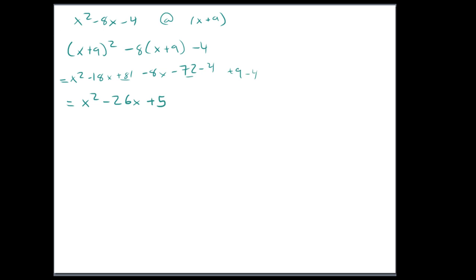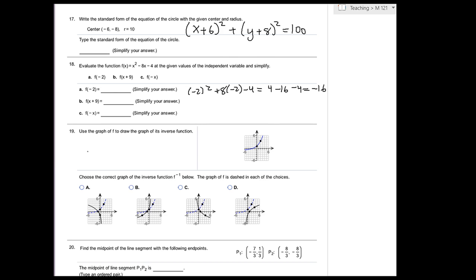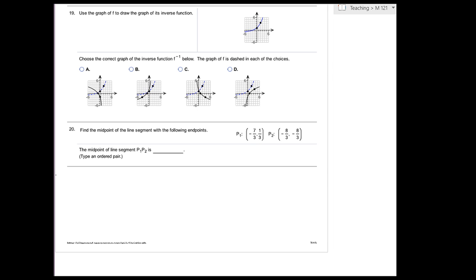And then lastly, we need to do it at negative x, right? Correct, at negative x. So that's negative x squared minus 8 times negative x minus 4. x squared plus 8x minus 4. And that's going to be f of negative x. And this is f of x plus 9. Great. Next question. Okay, let's take a look at number 19 here.